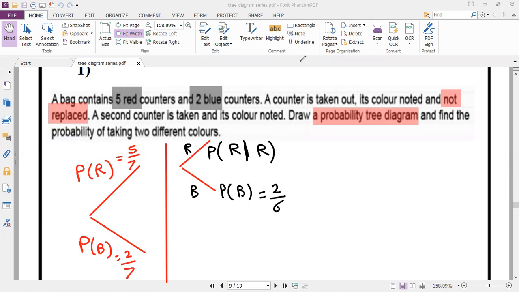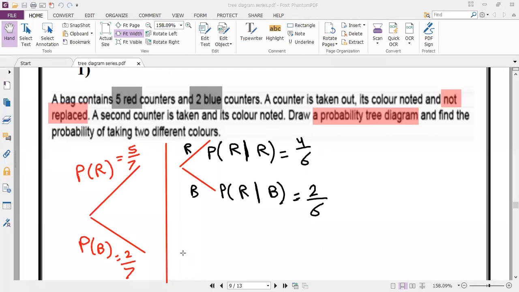And the second one, this is 4 over 6 as we wrote. And the second one is going to be what? It will be P(B|R), with a small vertical line, then R. What does it mean? That tells us we took a red counter and we didn't replace it. And this is the probability of getting a blue counter after getting a red at the first time. It will be what? 2 over 6. Let's go to the next.